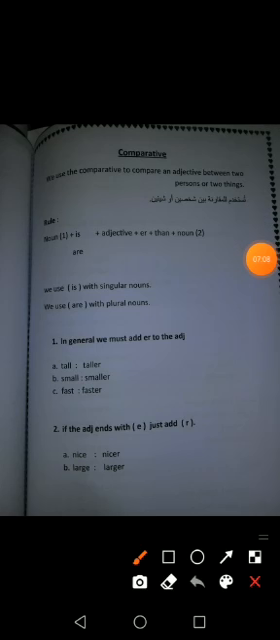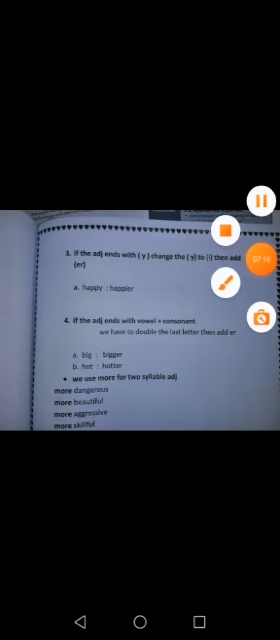Okay, so with a short adjective, one syllable, we use er. Taller, smaller, faster. But with a long adjective that has two syllables, we use the word more. Can you see? More beautiful, more aggressive, more skillful, more dangerous. So this is the general idea of using the comparative.